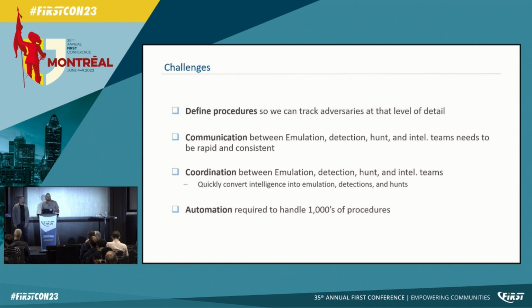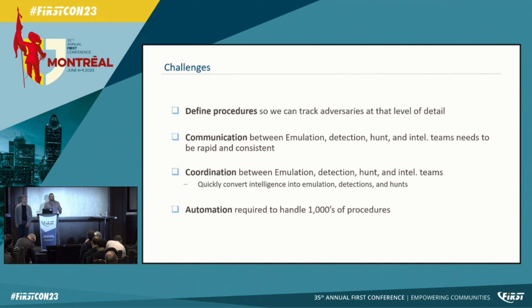We needed to define procedures so that we can track the adversaries at that level. We need to communicate between all of our different teams, and we need that communication to be rapid and consistent across those teams. We need to coordinate that communication, right? So once we have that information to communicate, we need to coordinate that so that we can reduce that mean time to detection as quickly as possible.